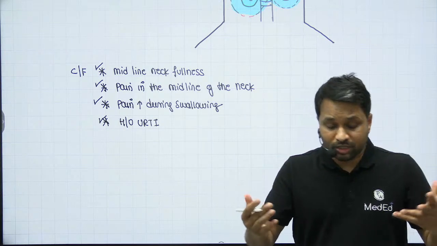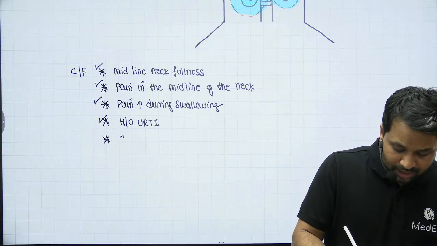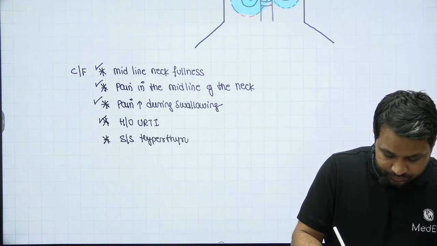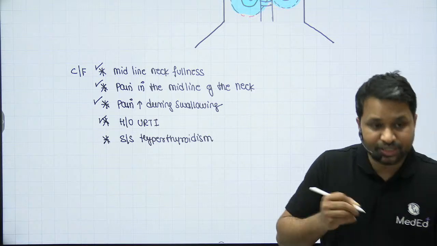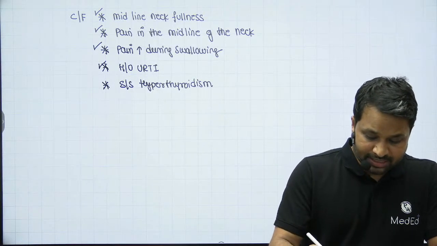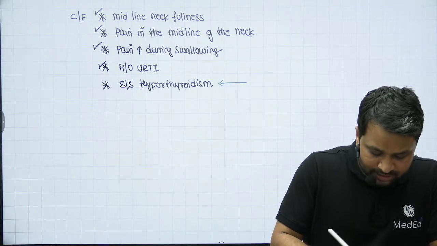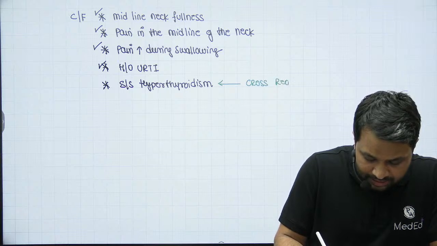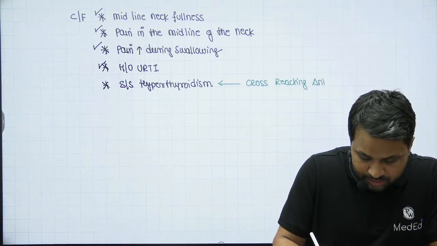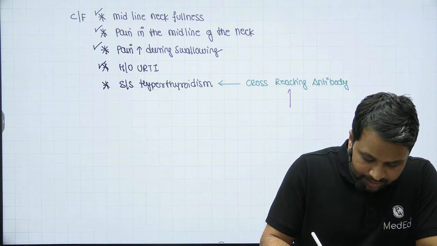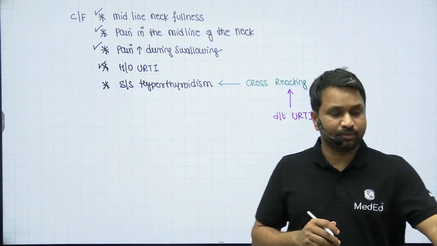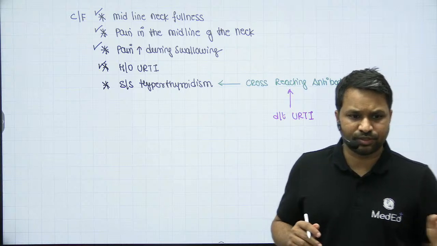Because of excessive release of T3 and T4, the patient will also initially have signs and symptoms of hyperthyroidism. So initially, the patient will have features of hyperthyroidism. Now, this hyperthyroidism is because of cross-reacting antibodies. I hope everybody knows these cross-reacting antibodies. These antibodies are due to upper respiratory tract infection, right?